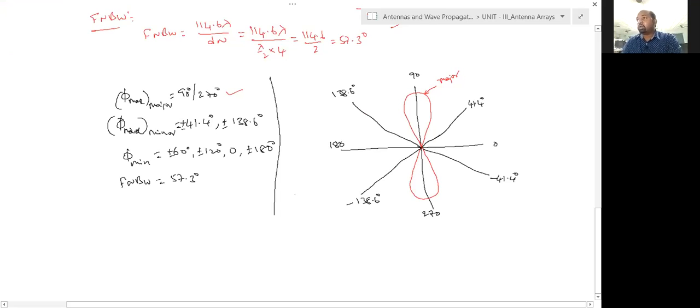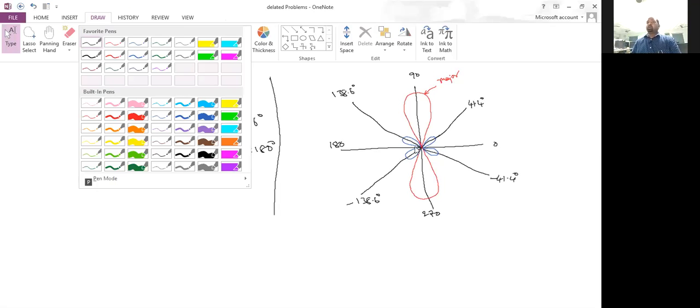So therefore, let me draw the minor lobes here. This is one minor lobe, and this is another, and this is along 138.6, and again this is along minus 138.6 degrees. Now, are there any other minor lobe directions? No, there are no other minor lobe directions.